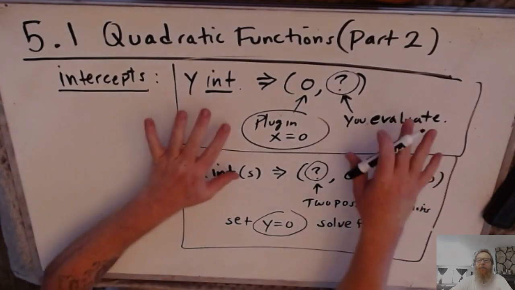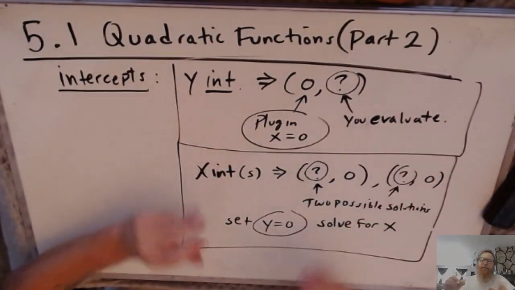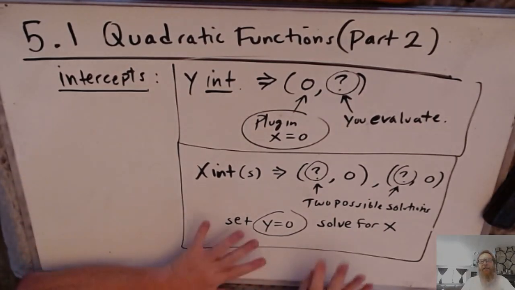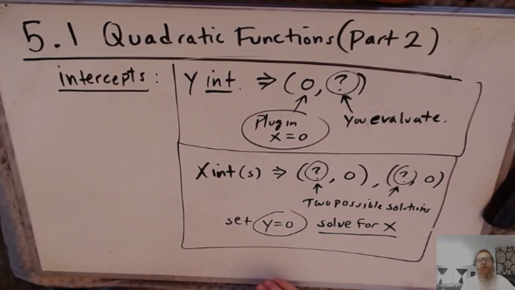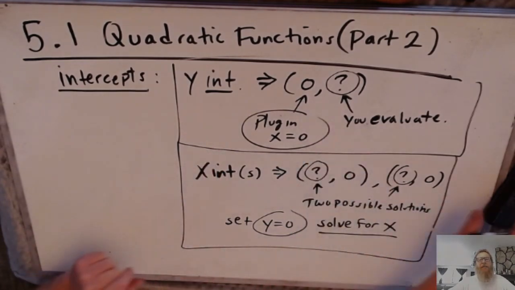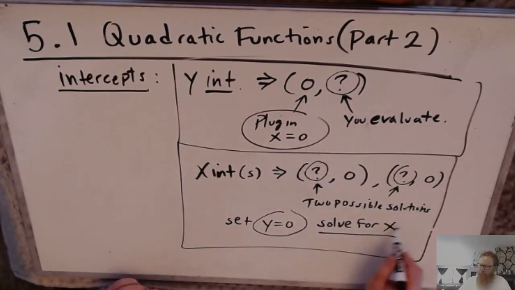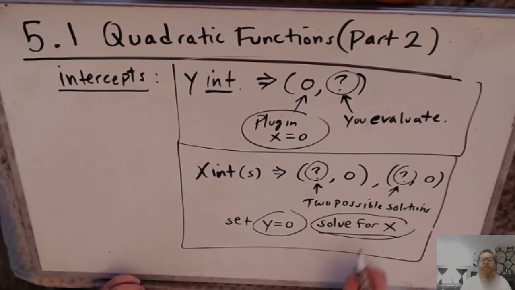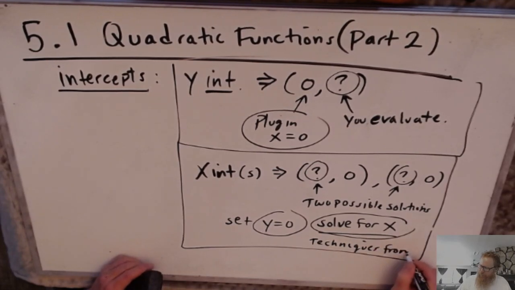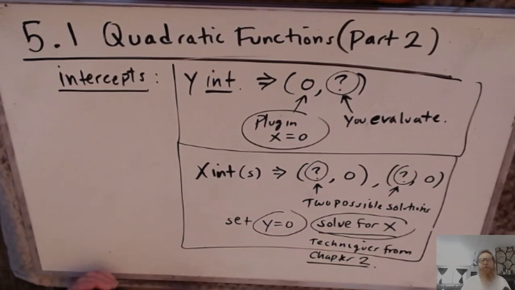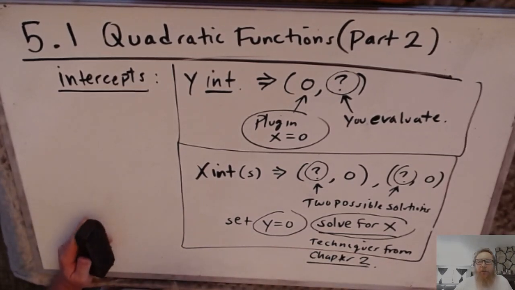So the y-intercept will be pretty straightforward. We could do that right away as soon as we get a problem. The x-intercepts take a little time, not necessarily as quick as the y-intercept. So you have to remember some of the techniques for solving from Chapter 2. So we'll be doing a little bit of a review of Chapter 2 today.